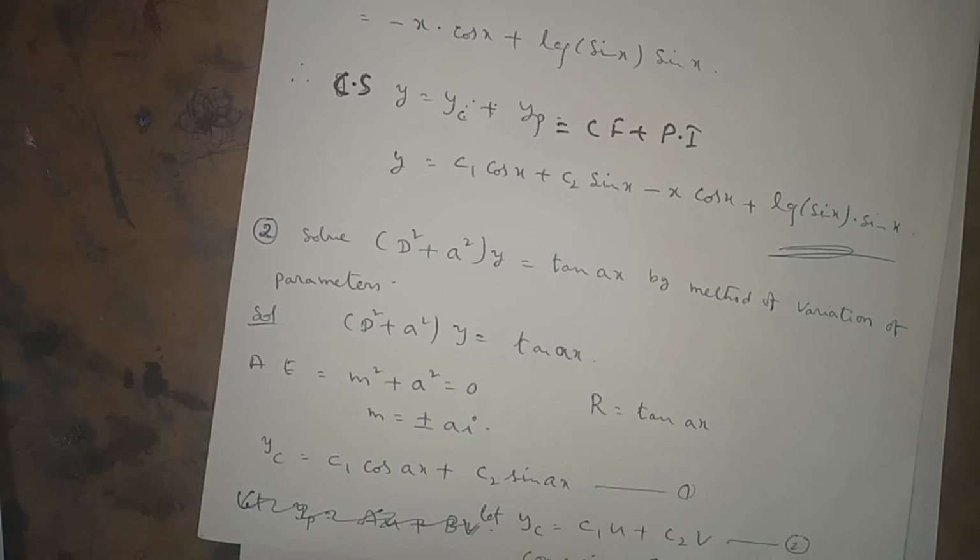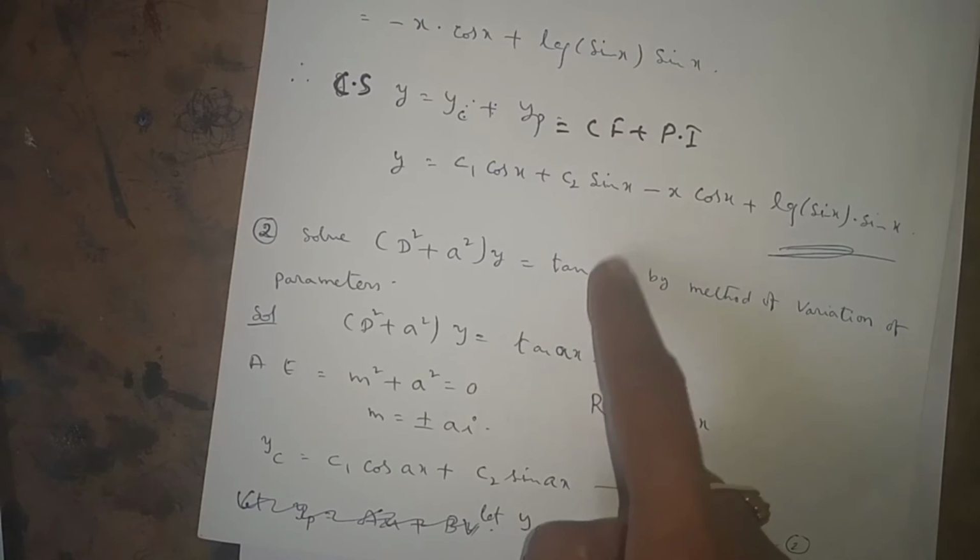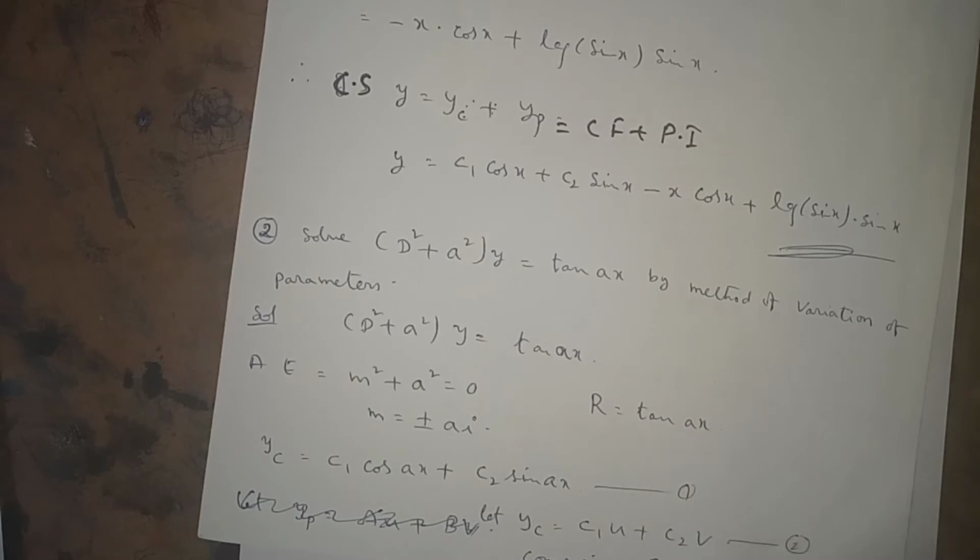Now the next problem: d square plus a square into y is equal to tan ax, by the method of variation of parameters. To do this problem, again in operator form we write d square plus a square into y is equal to tan ax. Auxiliary equation, putting d is equal to m: m square plus a square is equal to 0, m is equal to plus or minus ai. Here capital R, the RHS, is tan ax.